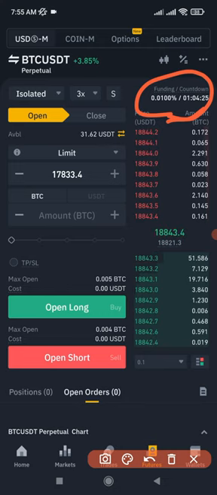After this, you should be fluent with Binance, set up your account the way you want and start trading. But if there is anything you don't understand, you can always use the comment section.